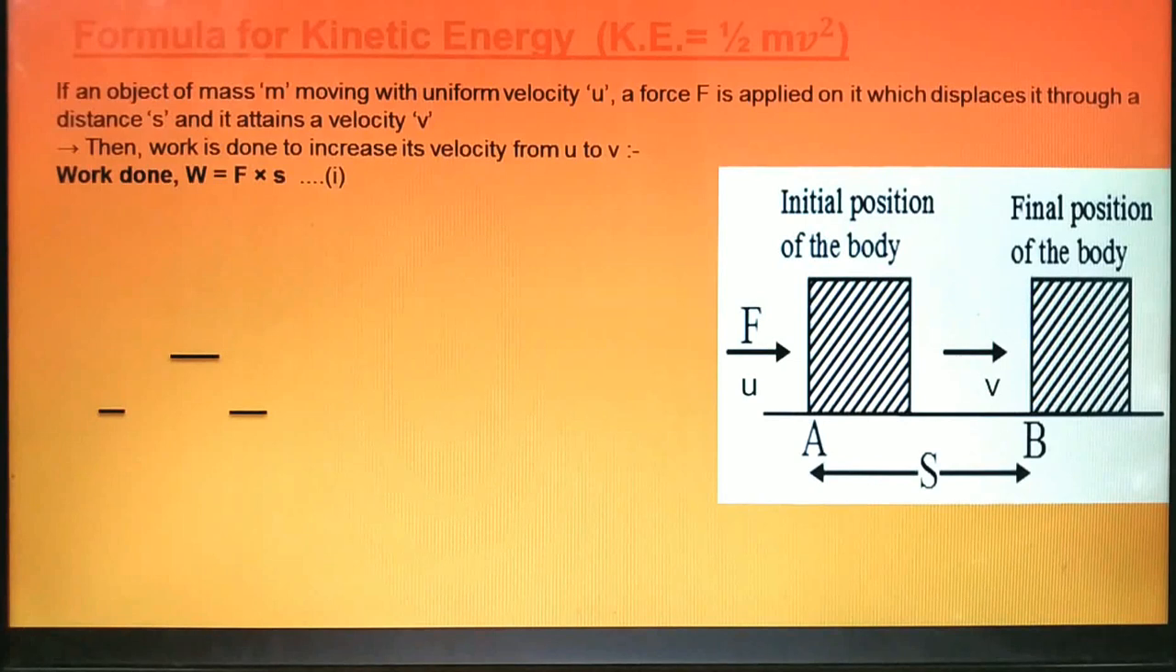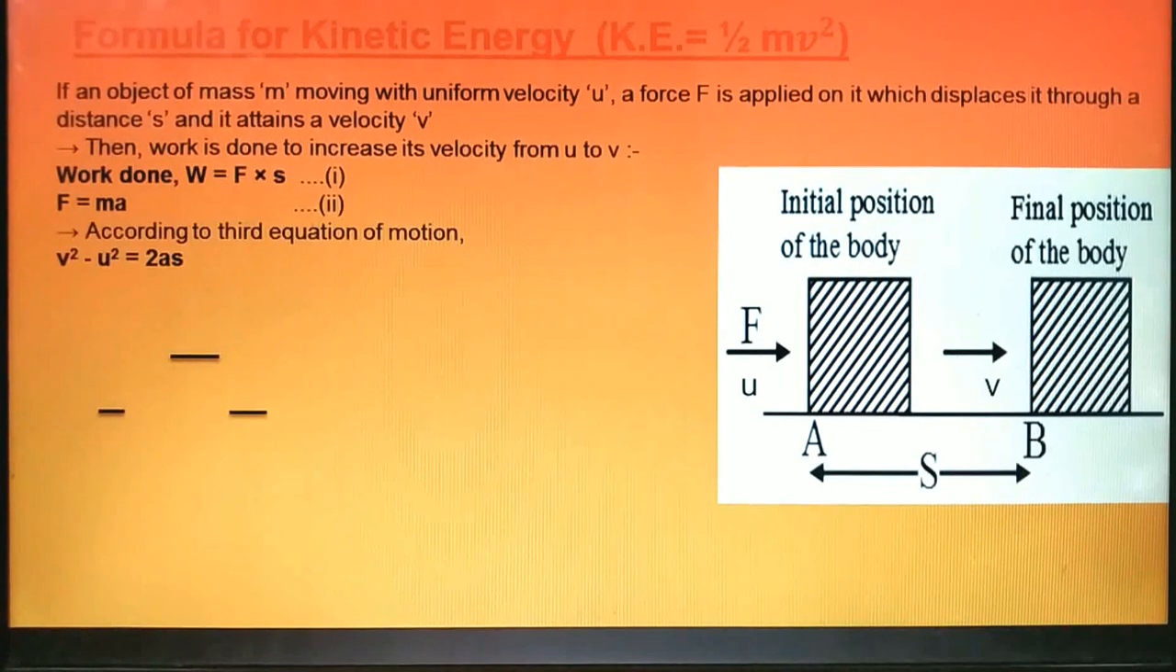तो वी कैन से दैट वर्क इज डन टू इंक्रीज इट्स वेलोसिटी फ्रॉम u टू v. मतलब वर्क हुआ है एंड दैट वर्क डन विल बी इक्वलेंट टू द F into s. F is the force and s is the displacement. And as we all know, the value of F is mass into acceleration. Now we will find the value of s from the third equation of motion, that is v square minus u square is equal to 2as. So s is equal to v square minus u square upon 2a.